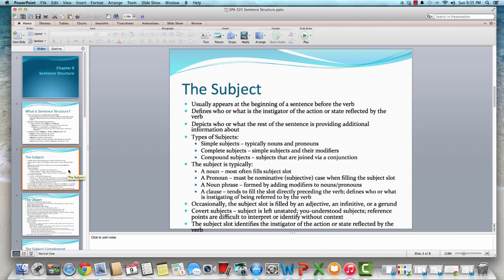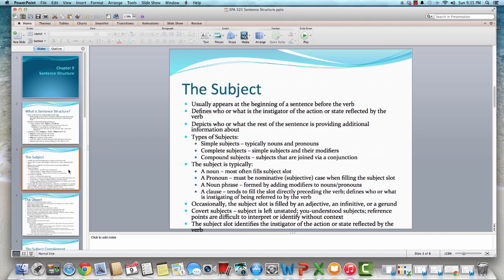Okay, so what exactly is a subject? It usually appears at the beginning of a sentence before the verb. It defines who or what is the instigator of the action or state reflected by the verb. And remember, the subject is the noun or pronoun, person, place, thing, but it also can reflect a state of being, like emotions. So the subject is who or what is the instigator of the action or state reflected by the verb. It depicts who or what the rest of the sentence is providing additional information about. Who's doing it? What's doing it? Not what are they doing, because what are they doing is the verb, but who is the person or the subject, the noun, doing this.